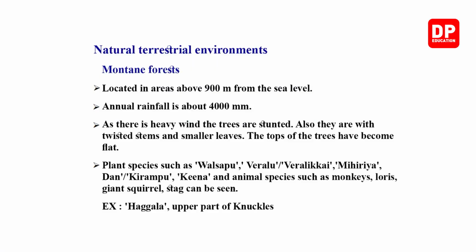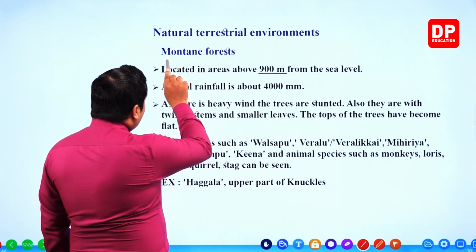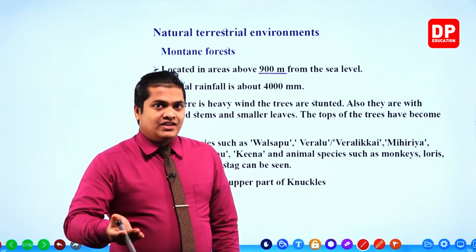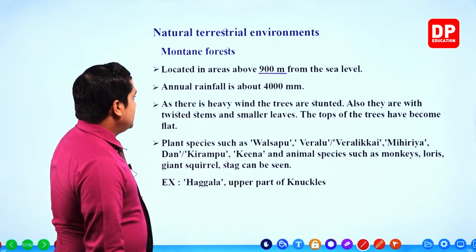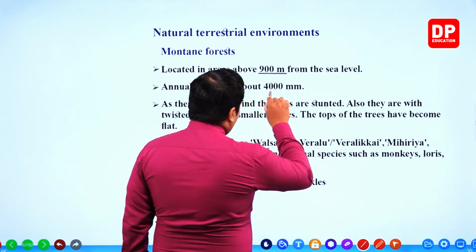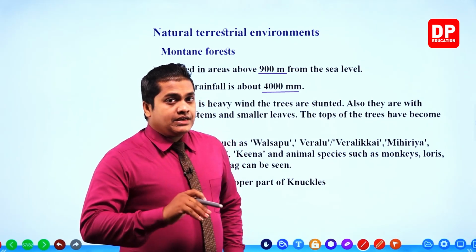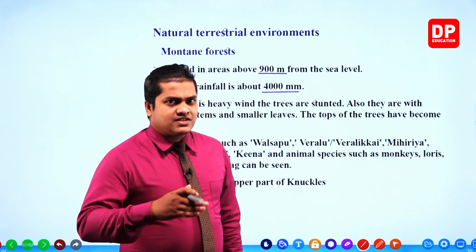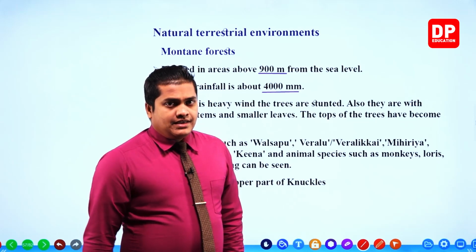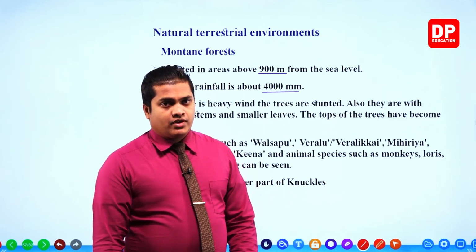Then the next one, montane forests, located in areas above 900 meters from sea level. That is why these are called montane forests, located near mountains, right? Annual rainfall is about 4000 millimeters. Now in the earlier case it was around 2000, greater than 2000, but here it is about 4000. Rainfall is even greater than that, my dear children.